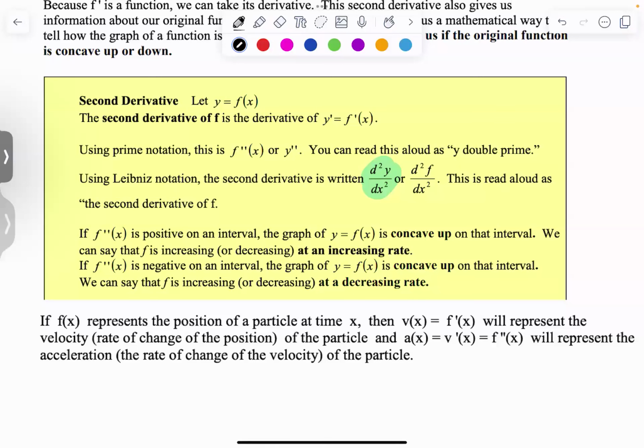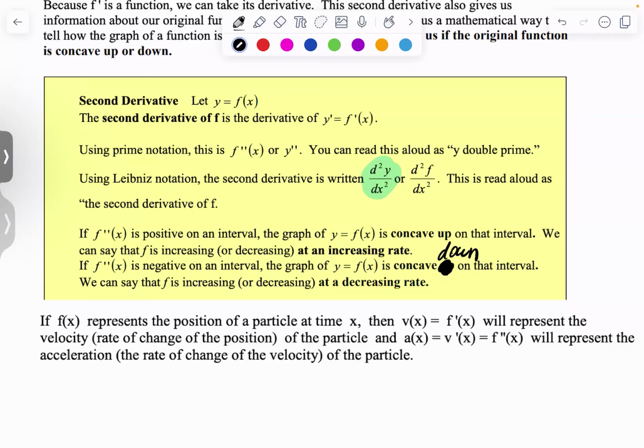If the second derivative is positive on an interval, then the graph is concave up. And if the second derivative is negative, then it's concave down. Hang on, this is not right. Positive, then it's concave up. This one should be concave down. I'm looking at my wife's notes, and she also scratched out up and wrote down. So that was just a typo. Please make sure you correct that in the notes.